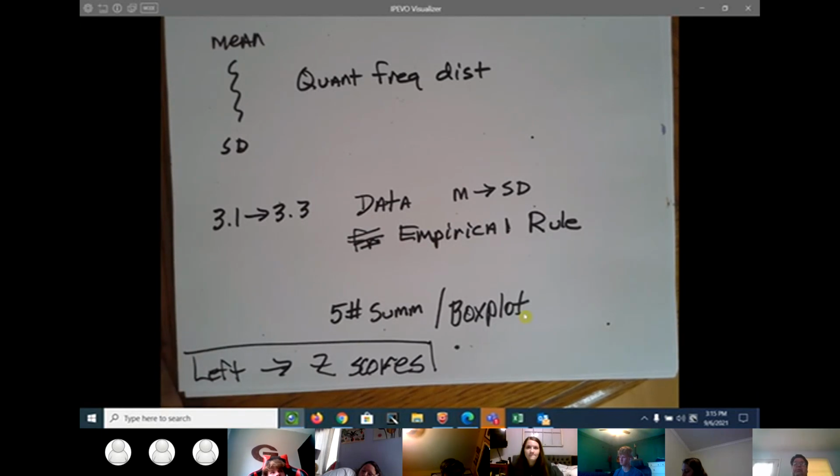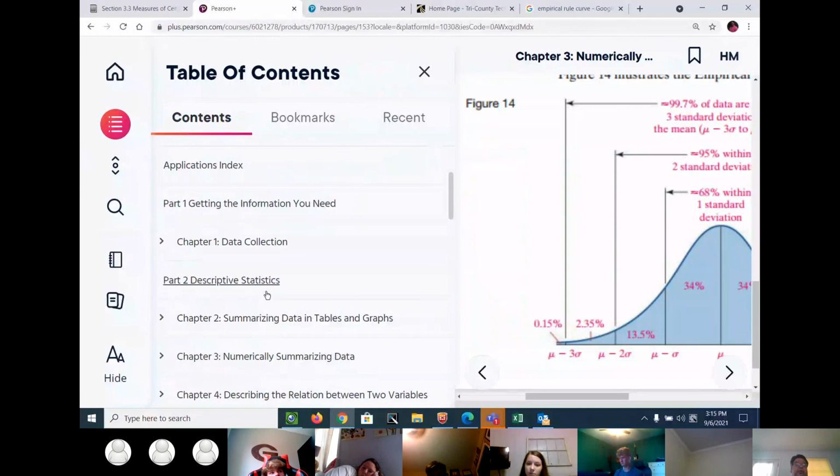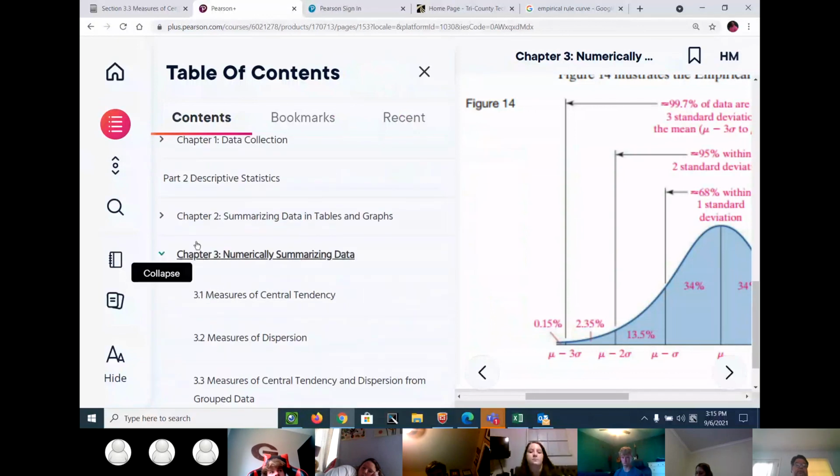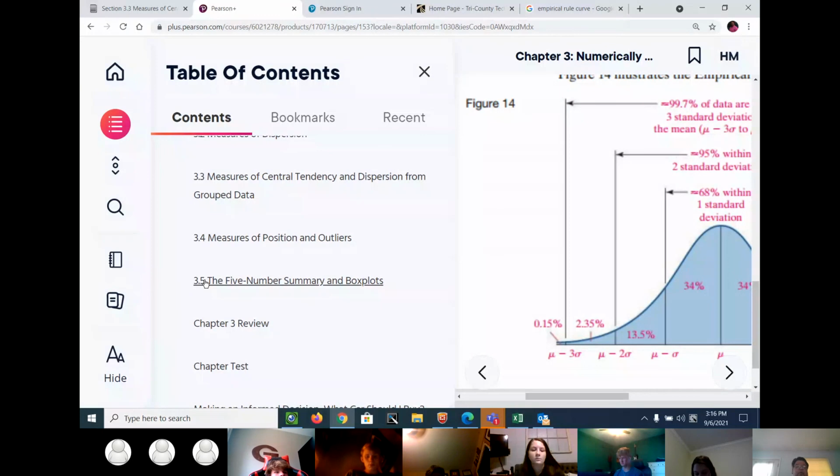Okay, and that takes care of everything. So y'all should be moving on to 3.3, and I don't know where the 5-number summary is. Hold on, and I'll tell you. Maybe it says it in the... There it is, 3.5. We just did 3.5. So 3.4 is left.